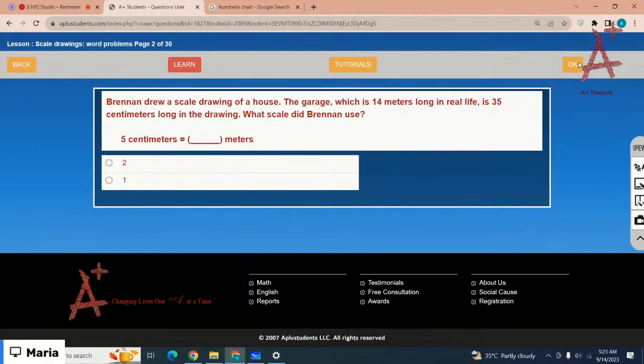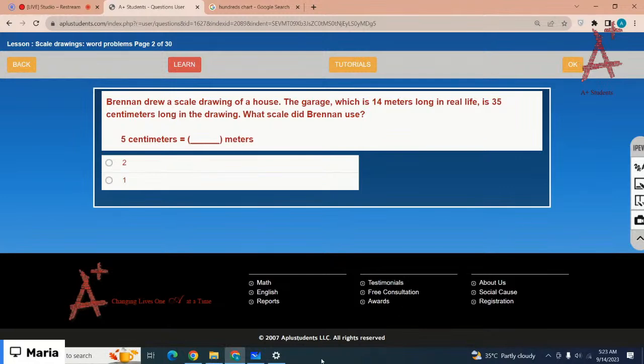Okay, Brandon drew a scale drawing of a house. The garage, which is 14 meters long in real life, is 35 centimeters long in the drawing. What scale did Brandon use? So originally it is 14 meters and in the drawing it is 35 centimeters. So you have to see what scale was used. You have to form a proportion between the scale value and the original value.